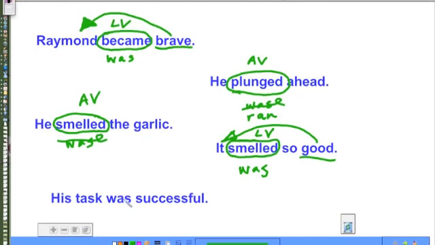Okay? And then this one, his task was successful. I'm going to teach you a little something right now. Whenever you have something that's already a form of be, am, is, are, was, were, okay? Guess what? You know it's going to be a linking verb. And just to make sure we understand that, this word successful points to the task, right? Because that task was successful. Alright? Let's go to the next page here.